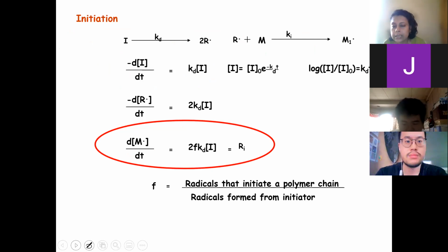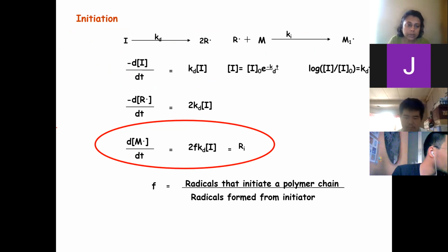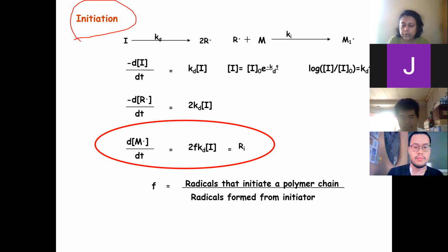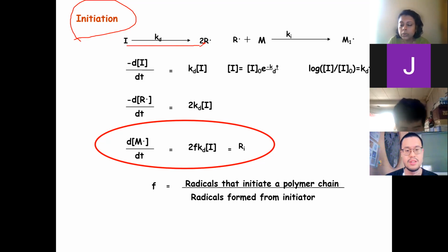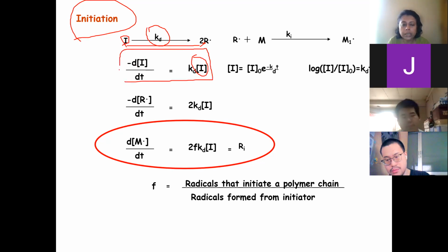I'm not going to discuss the kinetics. I'm showing these equations to draw some conclusions. First, we are talking about the rate of initiation. What is the rate of initiation? We know each I is making 2 R dot, and it depends on the rate of dissociation. The rate at which I is disappearing depends on this. The more I you have, the more I will disappear per unit time. Or you can convert it into this form.